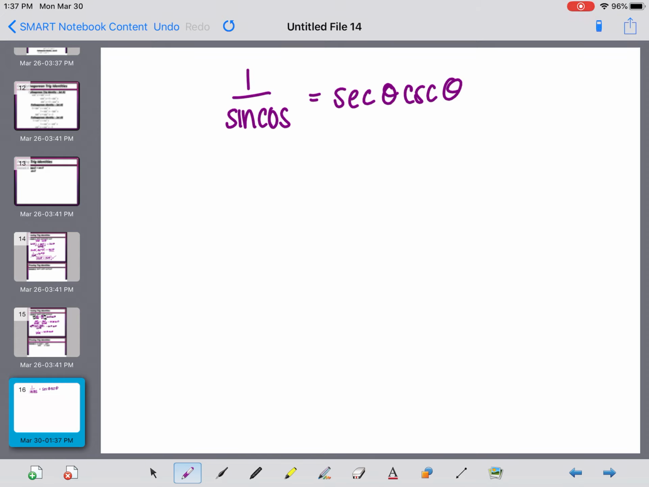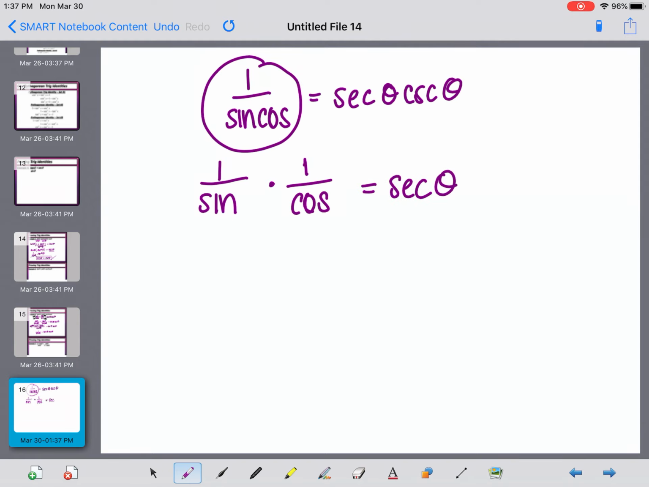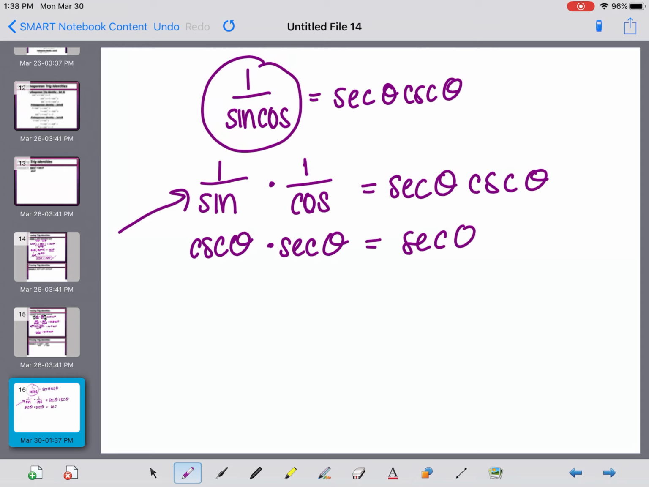Now, the same way that you can multiply fractions and put them together, we can split them apart. So 1 over sine cosine is the same thing as 1 over sine times 1 over cosine. Okay, that's not an identity that I used here. That's just a property of multiplying fractions. By splitting them apart, I can now switch them to their reciprocal. So 1 over sine is cosecant, and 1 over cosine is secant.